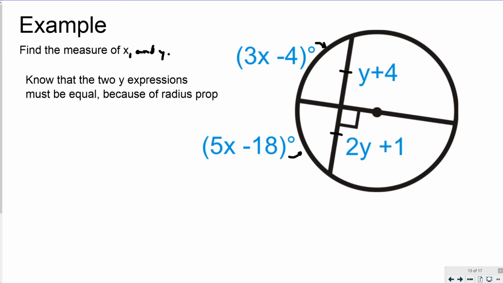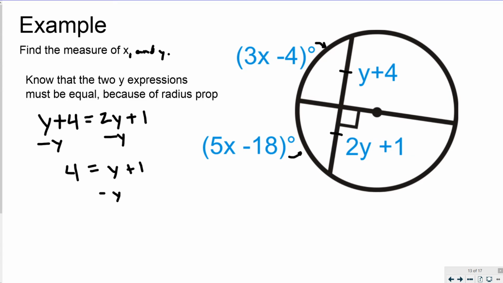So I can say that y plus 4 equals 2y plus 1. So I can go ahead and start subtracting stuff from both sides. I'm going to take a y away from both sides, and I get 4 equals y plus 1. Take away 1 from both sides, y equals 3. So if I substitute them in, I would get 7 here, and I'd get 7 here.